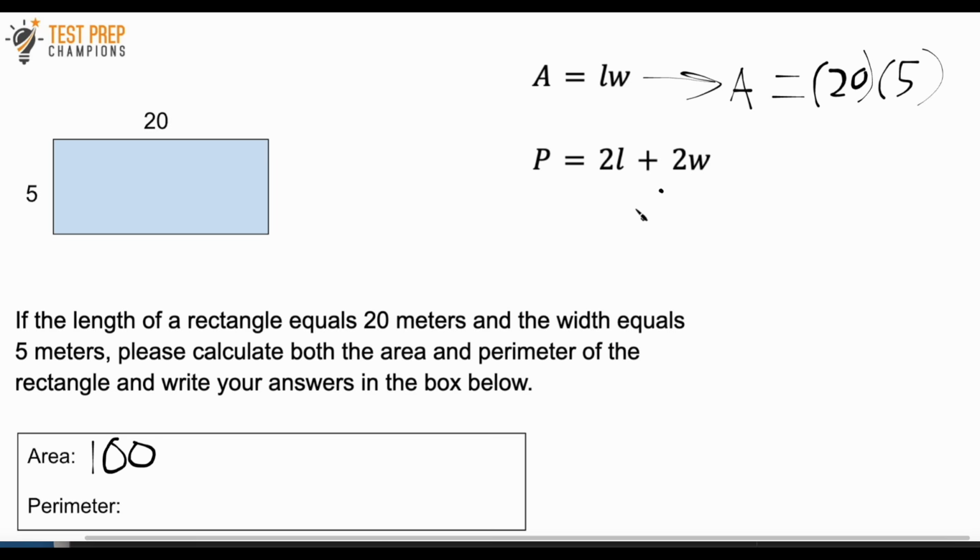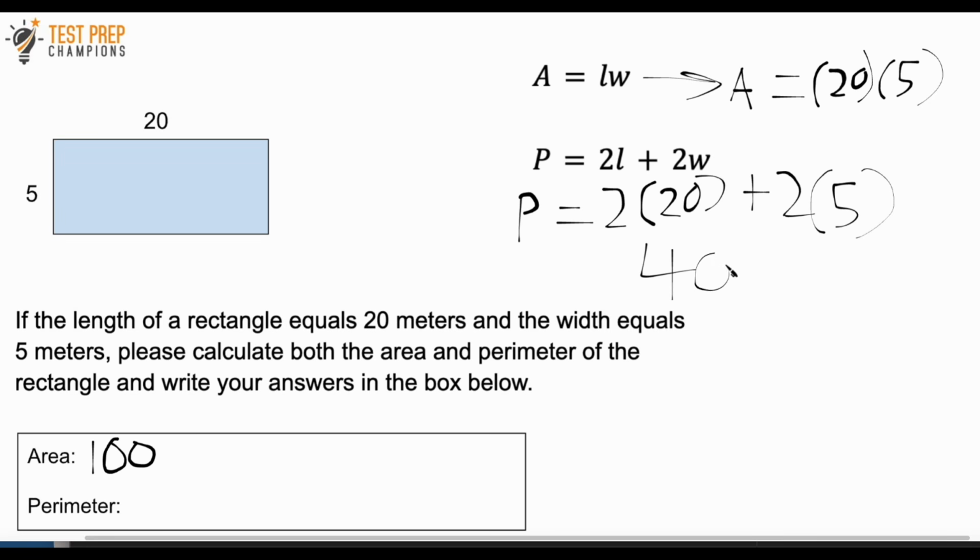So now let's do the perimeter calculation. We know that the length is 20, so I'm going to do 2 times 20, and then I'm going to add 2 times W. So what is W? W is 5, right? So I'll put the 5 in here. So 2 times 20 is 40, and then 2 times 5 is 10. So 40 plus 10 equals 50, and the answer for perimeter is 50. So the area is 100 and the perimeter is 50.